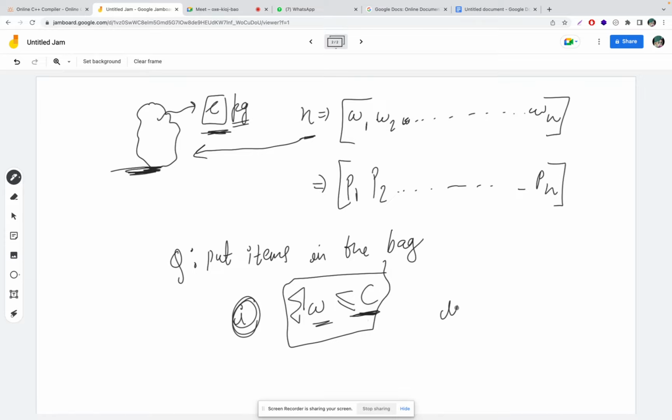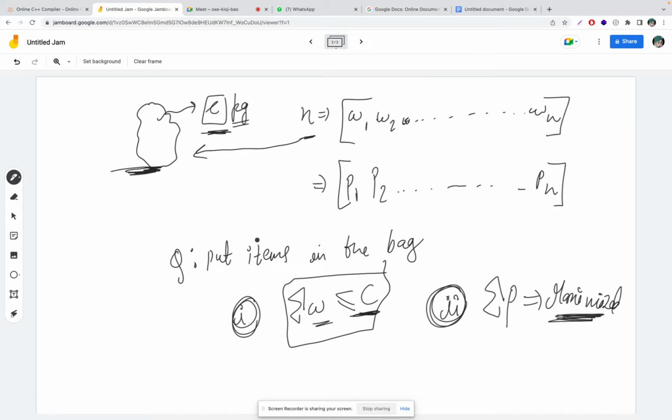Second, whichever items you pick up, we want to maximize the profit of those items. So whatever the summation of P is, it should be maximized. Clear? This much is clear, yes or no? Yes, sir.